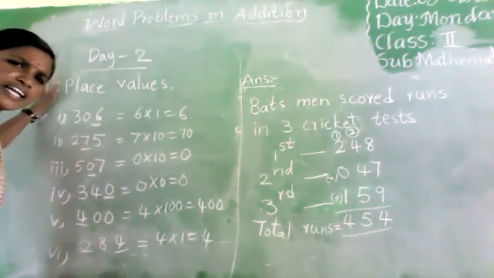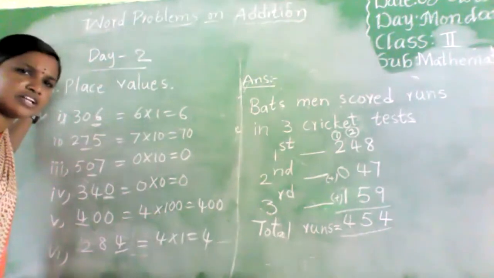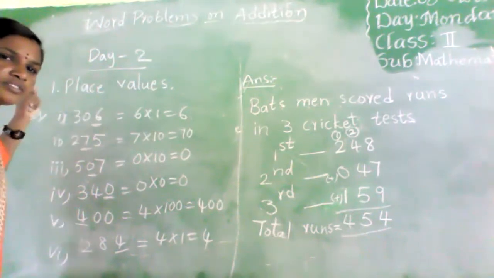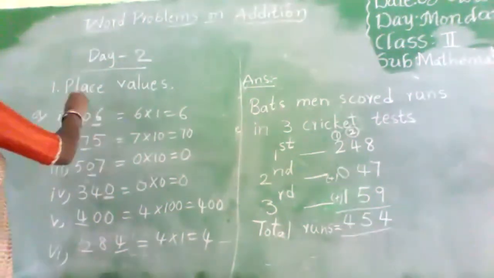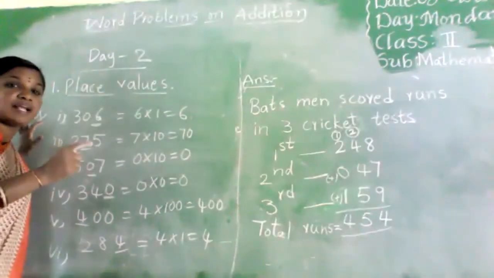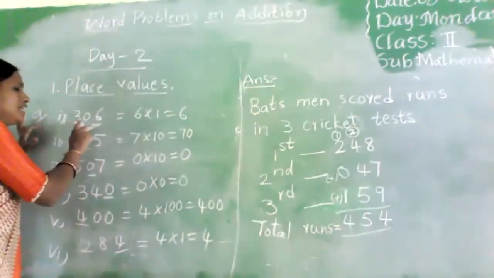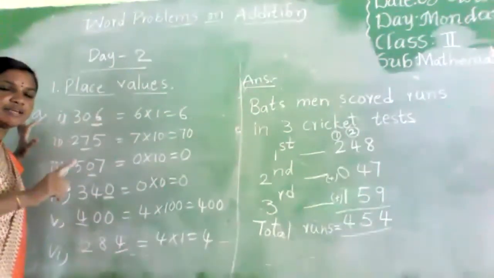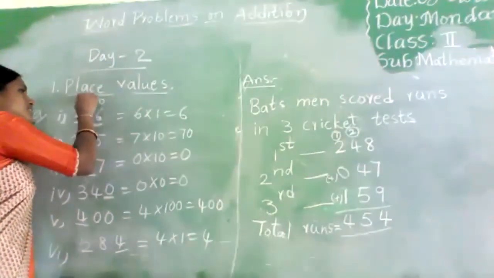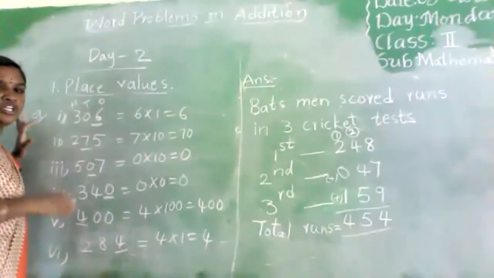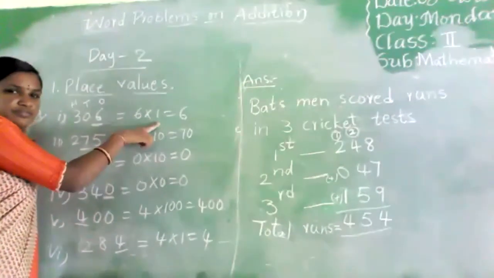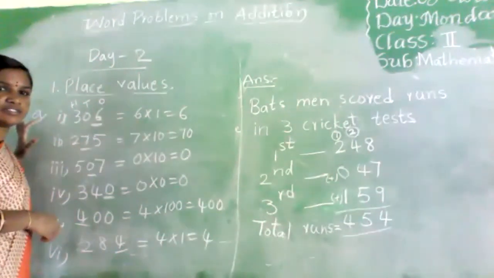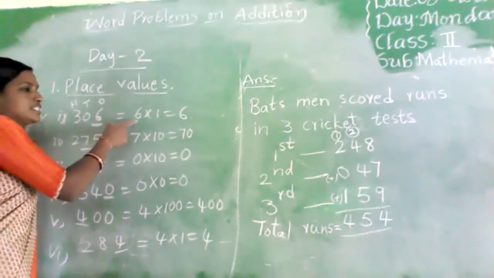Okay, see children, we already learned place values in the textbook. But those who did not write properly, look properly at the board. Some children are confused about place values. For place value, we have to take which place is there in that number. In 306, 6 is in the ones place. Ones place, tens place, hundreds place. So 6 times 1, 6 times ones place is equal to 6. Yes or no?